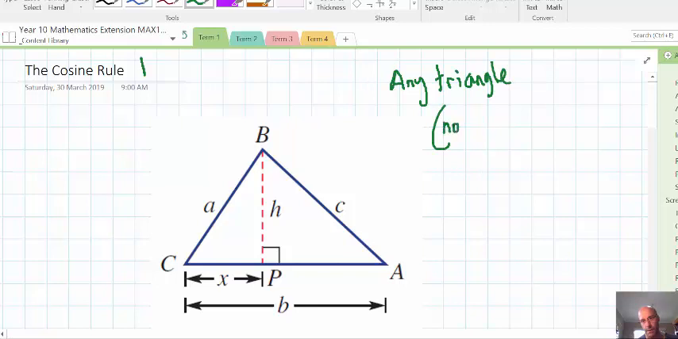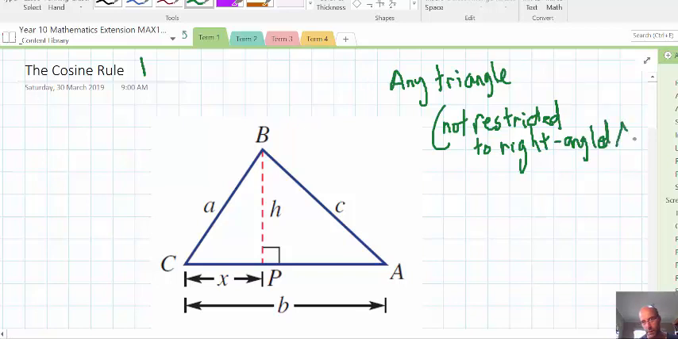It's not restricted to right angled triangles. Alright, so you might remember that regular sine, cos and tan ratios, you have to have a right angled triangle. Also, Pythagoras Theorem was restricted to right angled triangles, but the cosine rule works for any triangle. So for triangle ABC below here, it would work if we had enough information. That's not a right angled triangle.